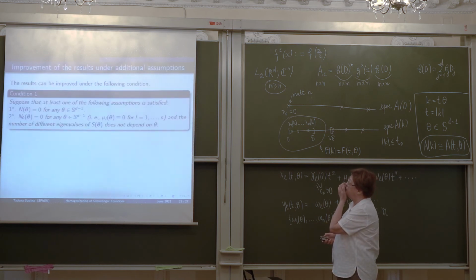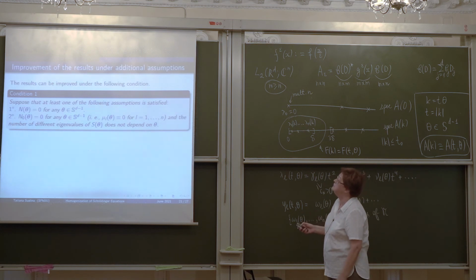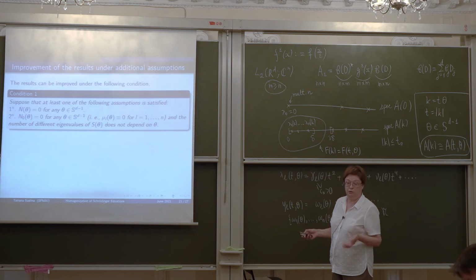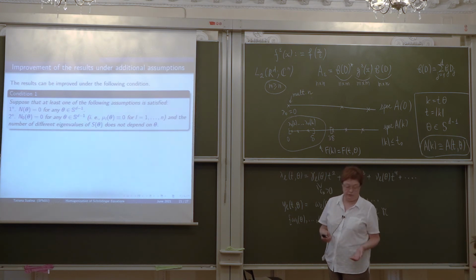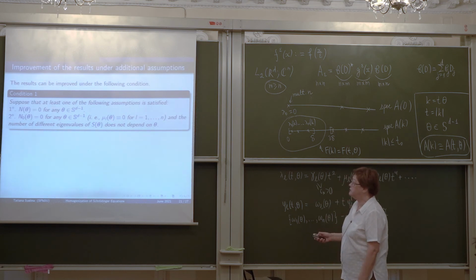So, next results. Next results concern improvement of theorems 1, 2, 3 under additional assumptions. What are additional assumptions? It is condition 1. Suppose that at least one of the following assumptions is satisfied.